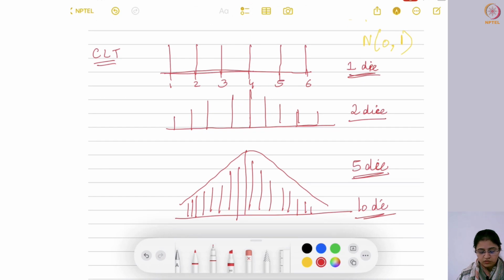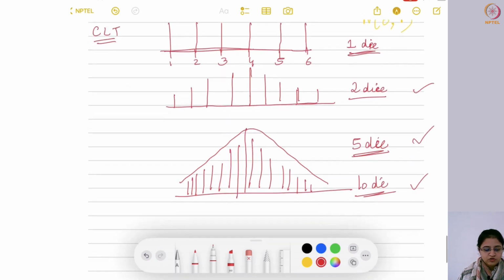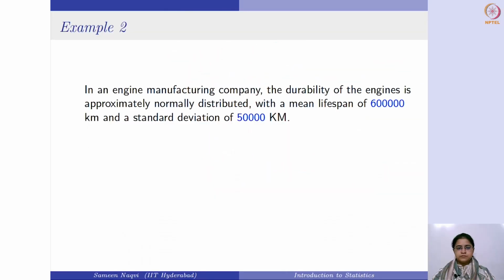So here we see that as we increase the number of dice and keep on taking the sample means, your observations are going to follow the central limit theorem. These are the distributions of the average scores. These are the sample means that we are taking, first for 2 dice, then 5 dice, and then 10 dice. Now we are going to see a few examples based on the central limit theorem.